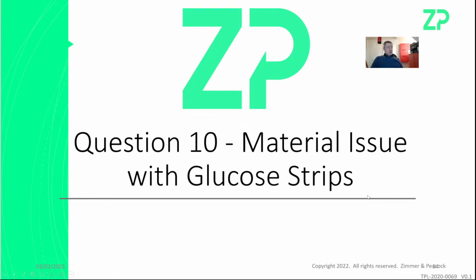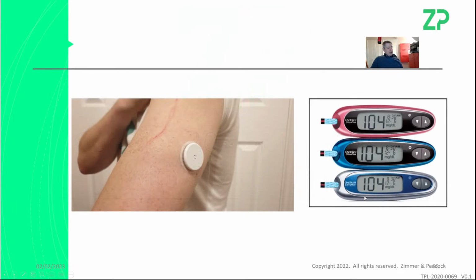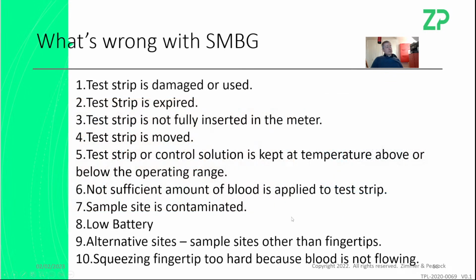Question number 10 is about materials issues with glucose strips. At ZP, we work on two types of technologies: CGM, continuous glucose monitoring, and glucose strips. And the question is, what materials science problems are there? So I did do a search on this, and the problem with SMBGs or glucometers is the test strip is damaged.